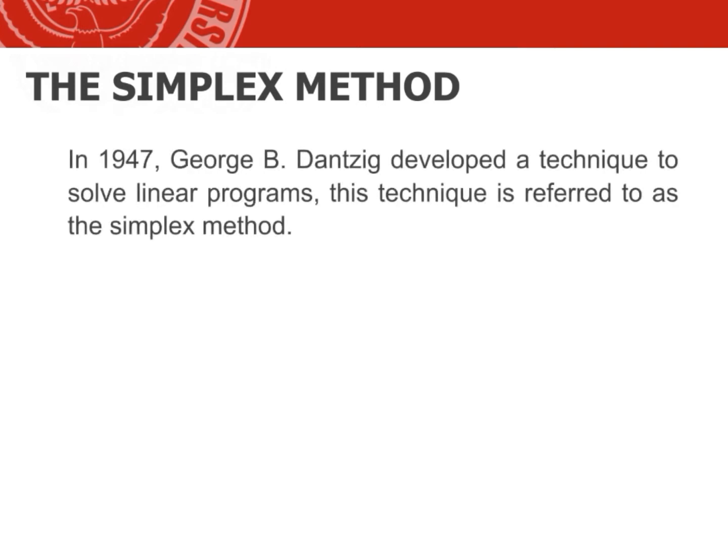In 1947, George B. Dantzig developed a technique to solve linear programs. This technique is referred to as the simplex method. So, the simplex method is an approach to solving linear programming models by hand using slack variables, W's, and pivot variables as a means to finding the optimal solution of an optimization problem.